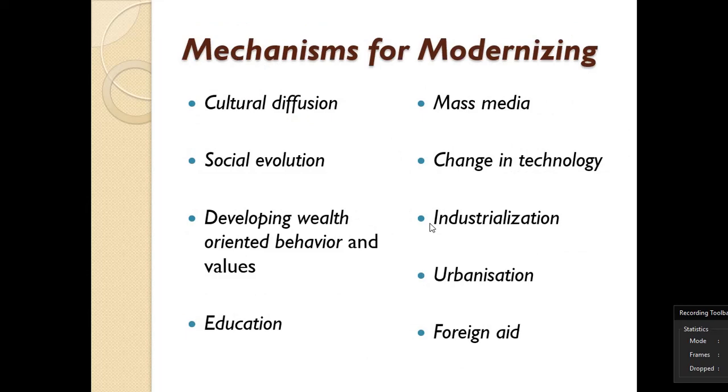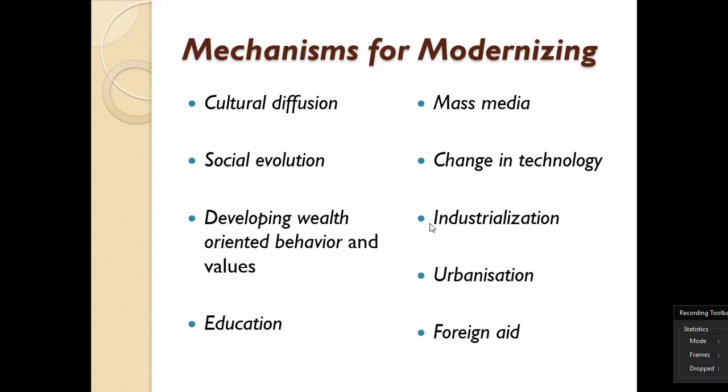There are, of course, mechanisms that are proposed under modernization that should be followed. For instance, there must be cultural diffusion. African countries, for instance, can adopt culture from the West, such as having few family members, creating a nuclear family rather than producing many children to have an extended family. There must be social evolution in terms of social structures. There should be developing wealth-oriented behavior such as entrepreneurship, where people have this mindset of investing and reinvesting.